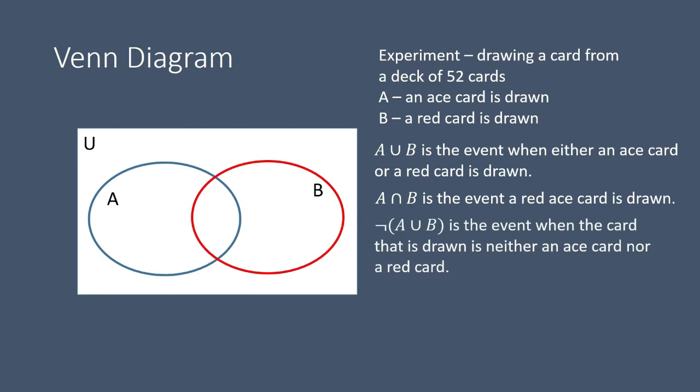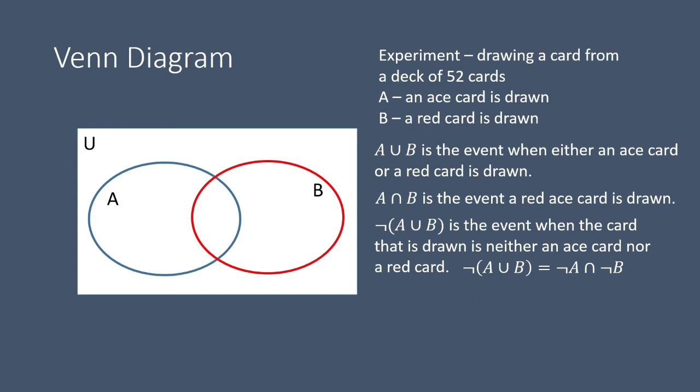How about this? This is the complement of A union B. How do you describe it in words? The complement of A union B is the event when the card that is drawn is neither an ace card nor a red card. And the complement of A union B is equal to, or is the same as, the complement of A intersection the complement of B. I think you are familiar with this.